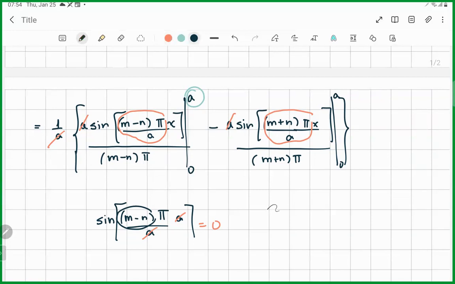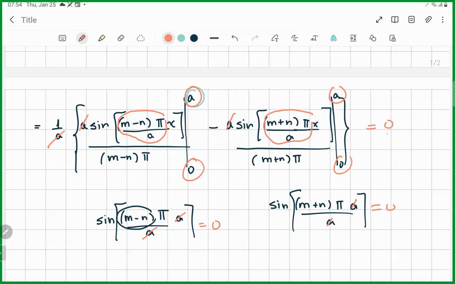If you look at this other term, m plus n pi, when x is a, what do we have? Those a's cancel. It's going to be sine of a multiple of pi. This is here. Okay, so this is to talk about this a and this a. How about 0? Well, sine of 0 is 0. Okay, so all that to finally come up with the answer that we were after. This whole thing is 0.